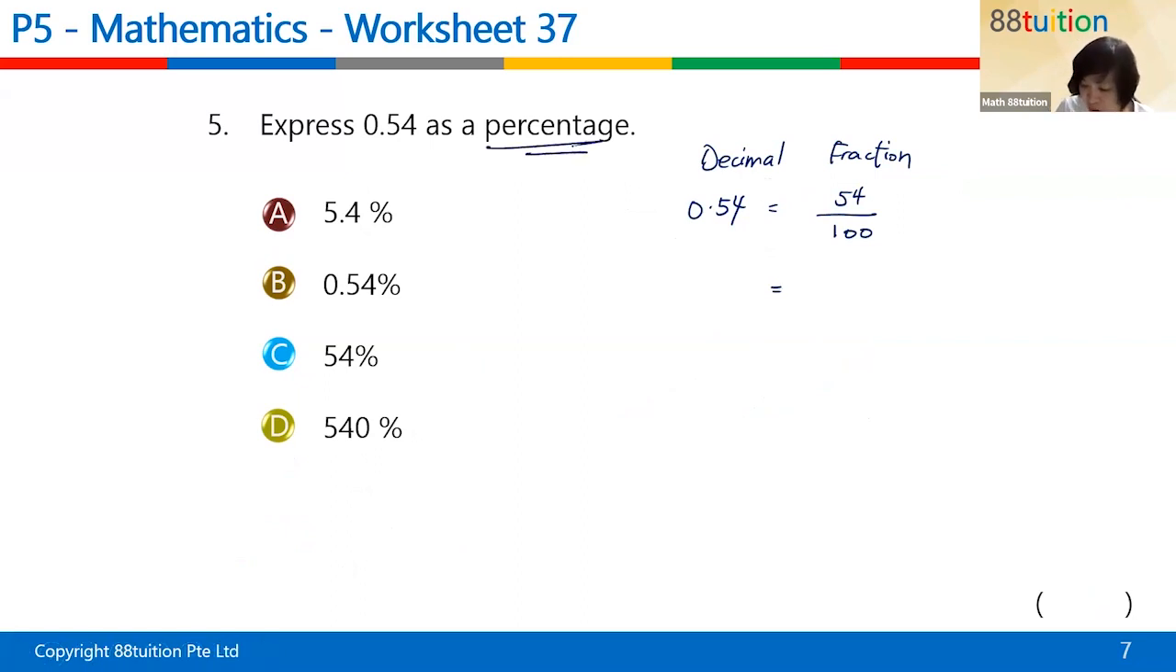They want percentage. Okay, so if you want to change it to percentage, then you have to multiply by 100%, which will give you 54%. Okay, which is C.